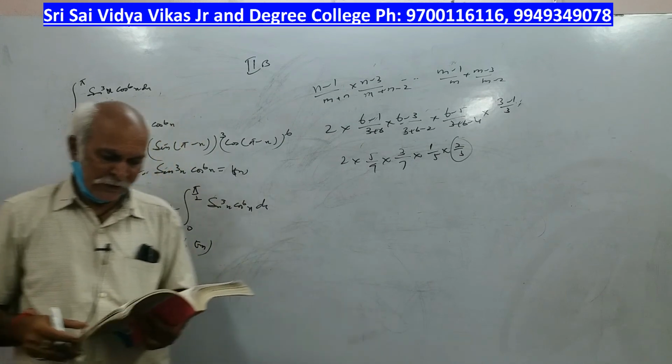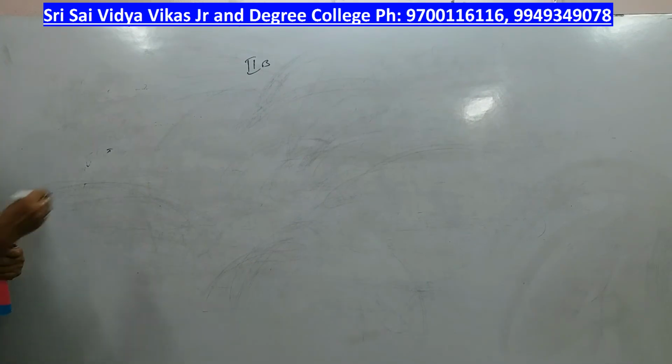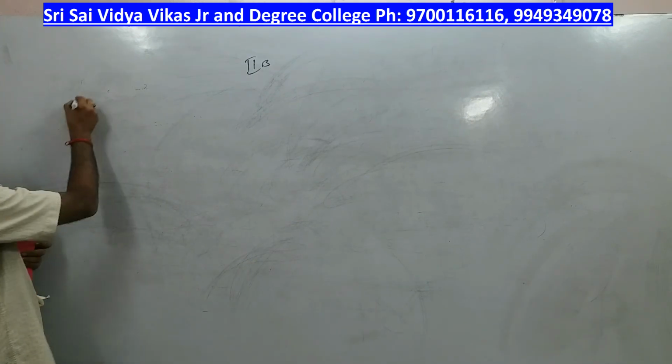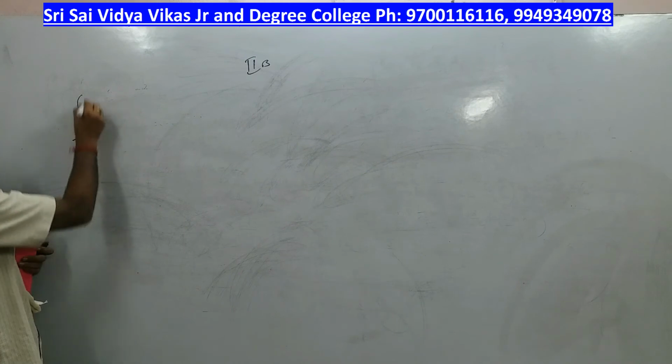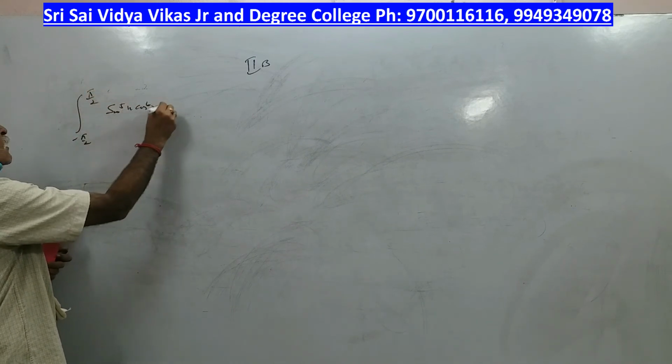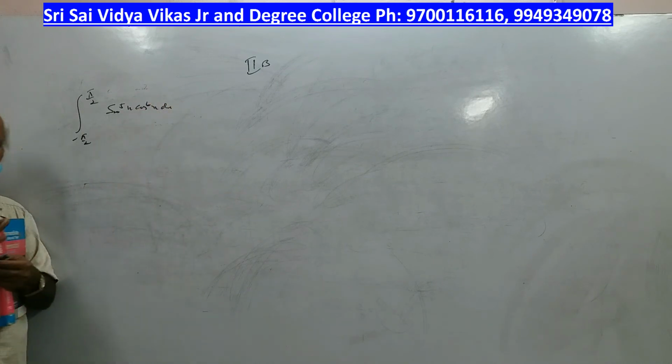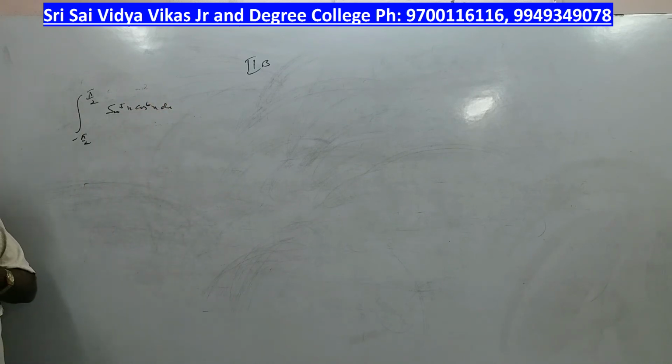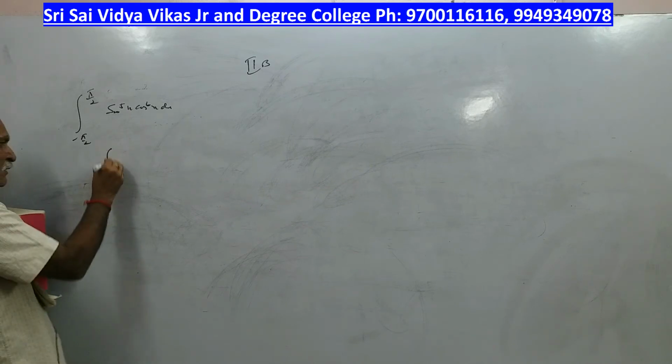Okay, copy this. Next, you got 2 marks, so sometimes they can give you like this, 2 marks. I am doing 2 marks of this model, sir. What is that? Minus pi by 2 to plus pi by 2 sin power 5x cos power. So here.